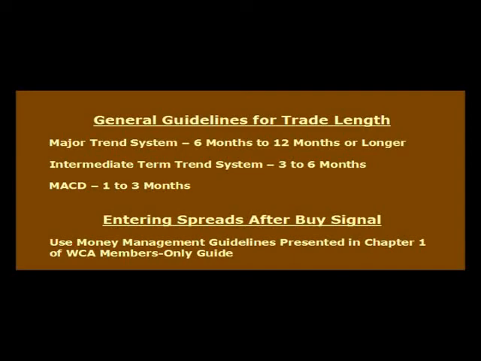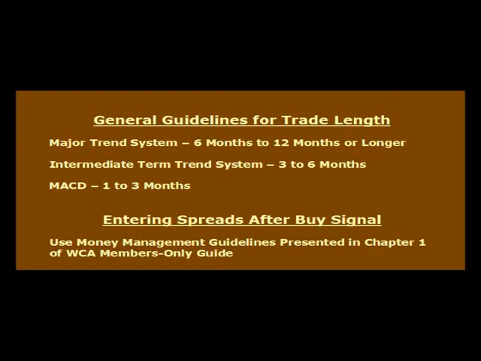When initiating option spreads, I use the major trend system for longer-term spreads, the intermediate-term trend system for medium-term spreads, and the MACD for short-term spreads. Now, as a general guideline, I would use the major trend system for trades of 6 months to 12 months or longer, the intermediate-term trend system for trades of 3 to 6 months, and the MACD for trades of 1 to 3 months.